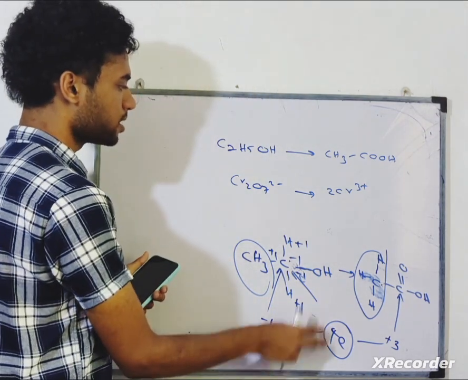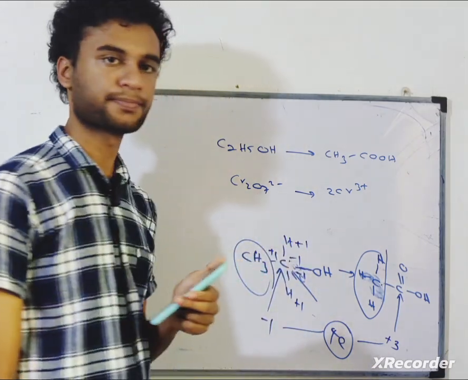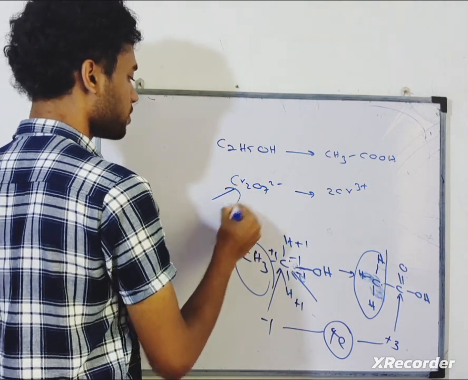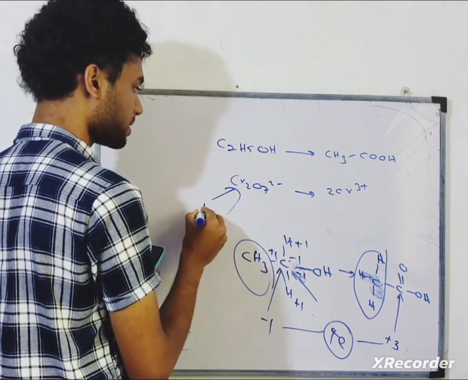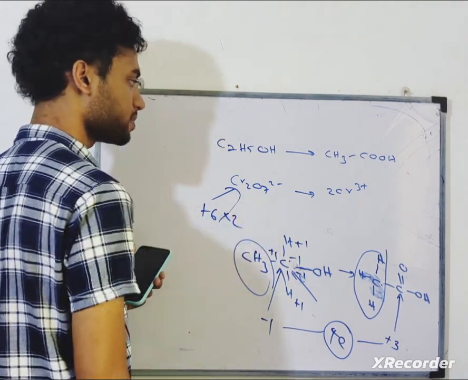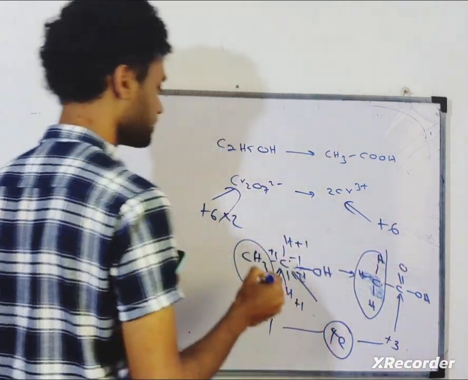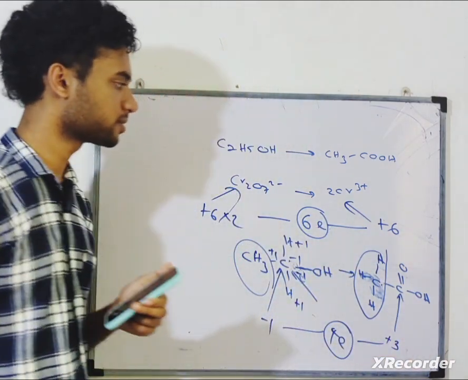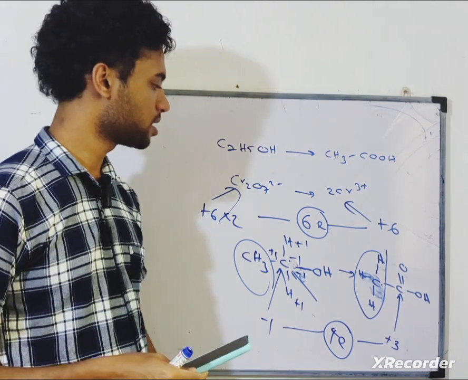Now listen, dichromate and then what? Chromium 3+ ions. Now listen, the oxidation number of chromium, one chromium atom here is going to be what? +6. But I have two such chromium atoms, then it becomes +6 times 2. Here I have +6. Then the difference is going to be what? 6 electrons. The difference is 6 electrons. No? I have 6 electrons here and 4 electrons here.